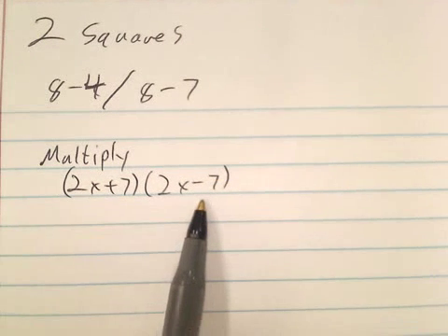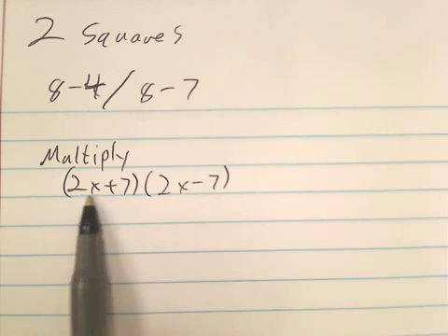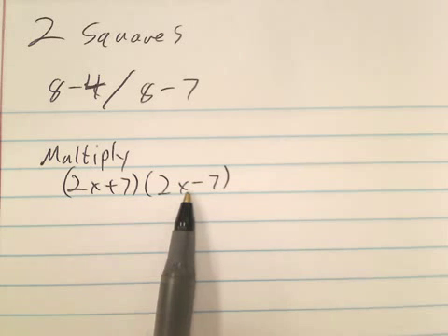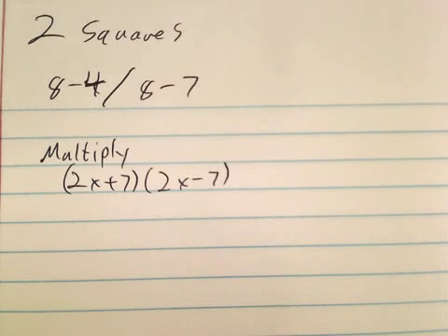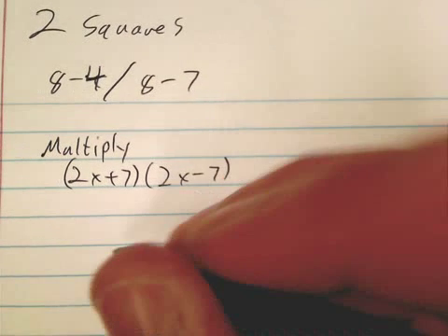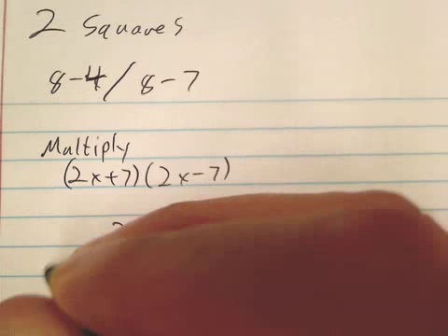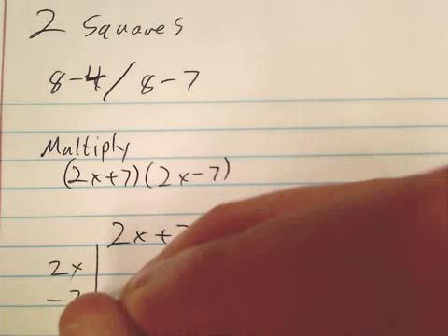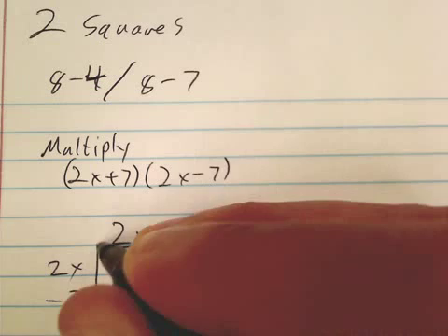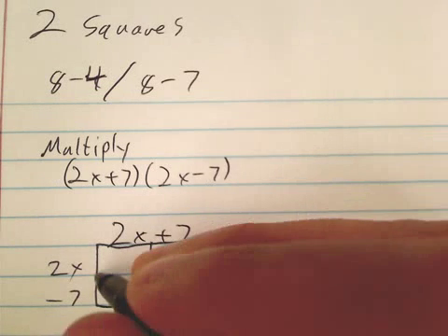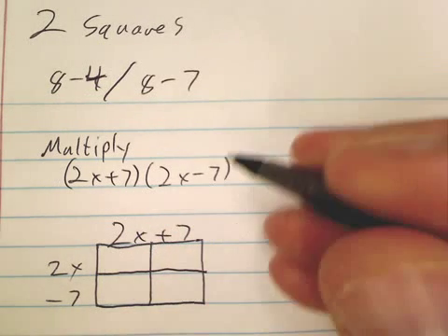2x minus 7. And this pattern will always have the same exact thing, but with a plus and a minus. Just the sign changes. The order, of course, doesn't matter because we are multiplying. So let's multiply this out. 2x plus 7, 2x minus 7. And what in the world is special about this? Well, it might become clear in a second.